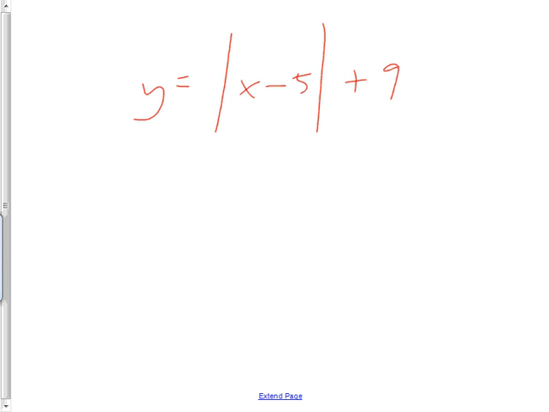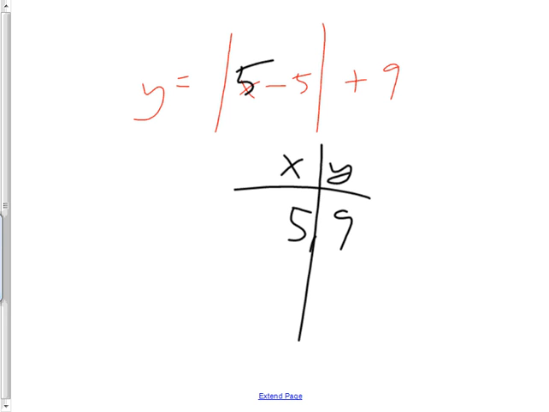What's important? You put in a 5. That makes this equal 0, and then you get 5 comma 9 is your point on the XY chart. All right. That's the what? That's the vertex. It's the vertex of the V shape. It's probably the most important point to put. All right. Enough of that.